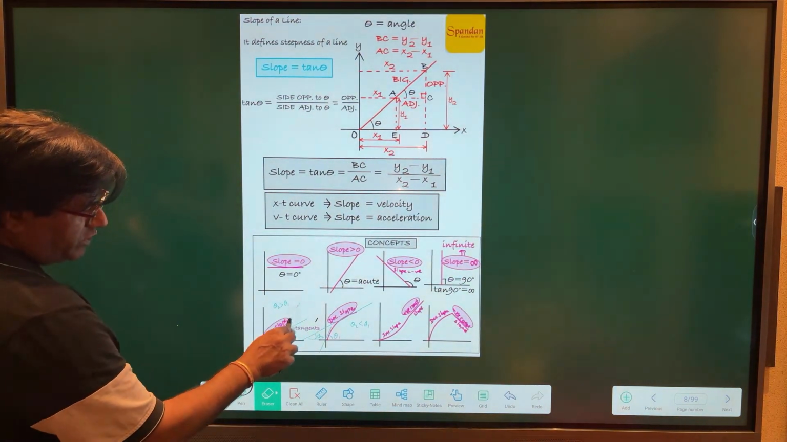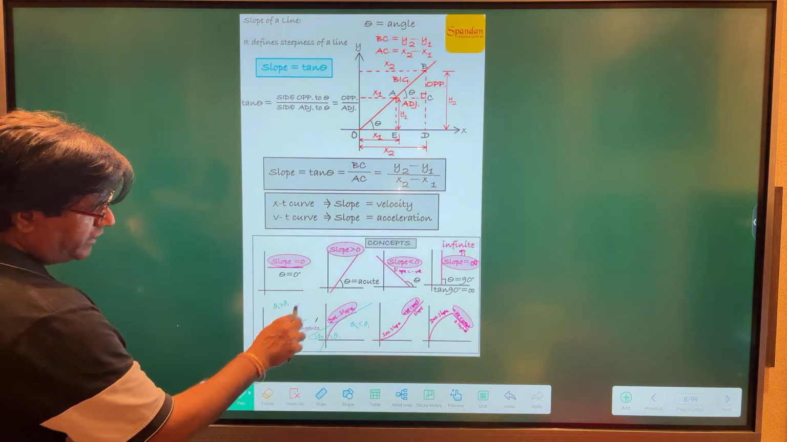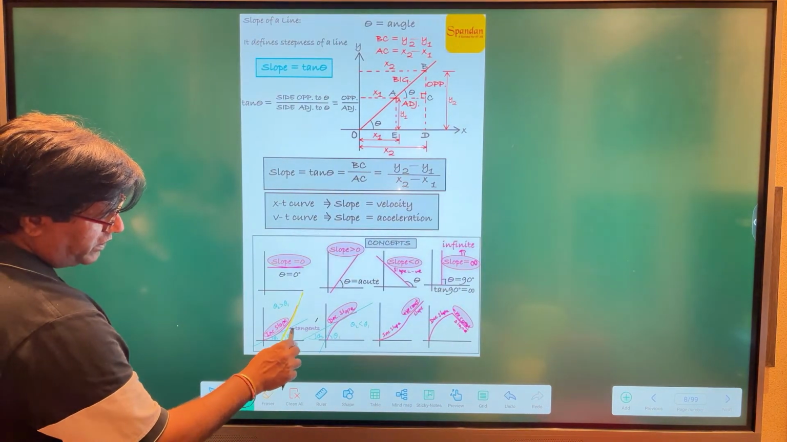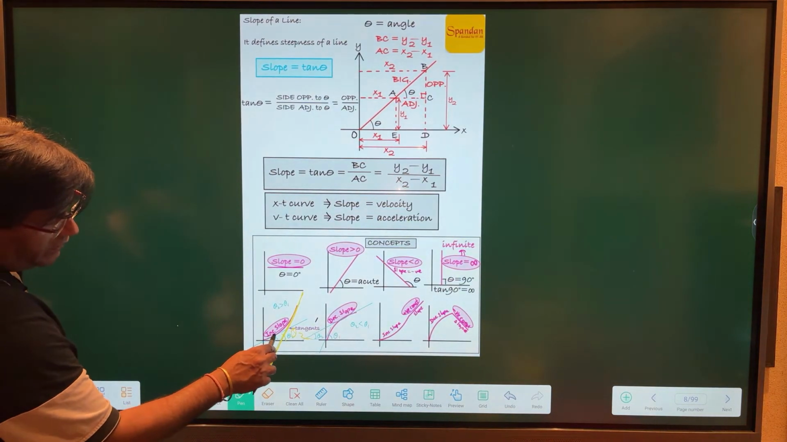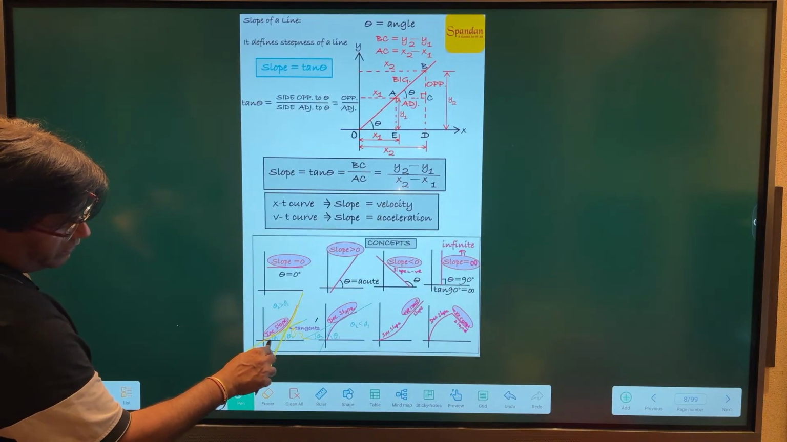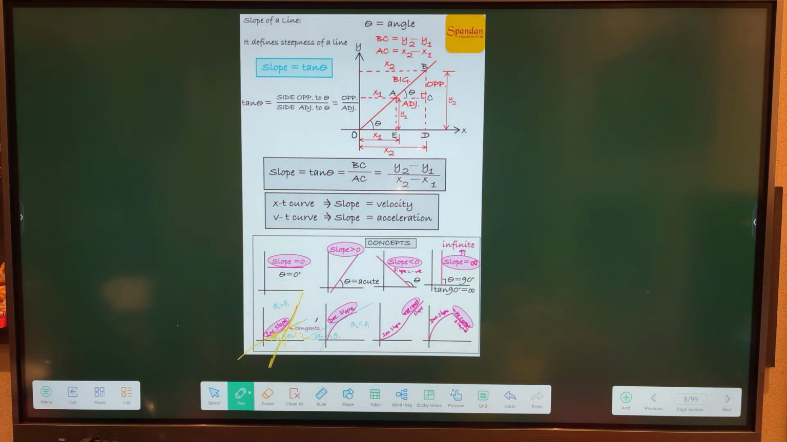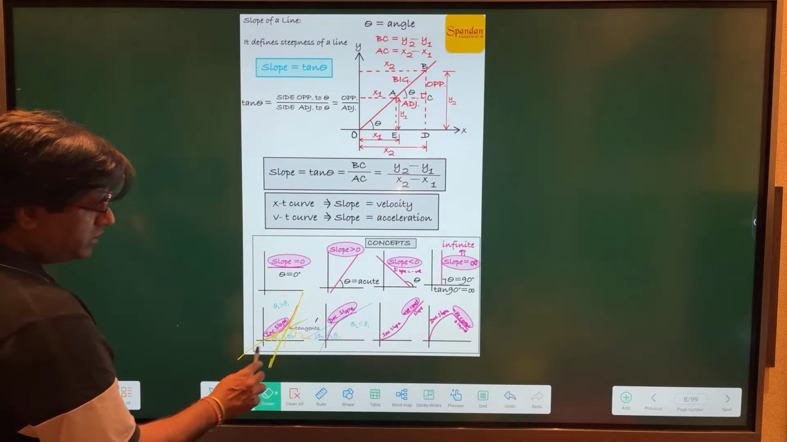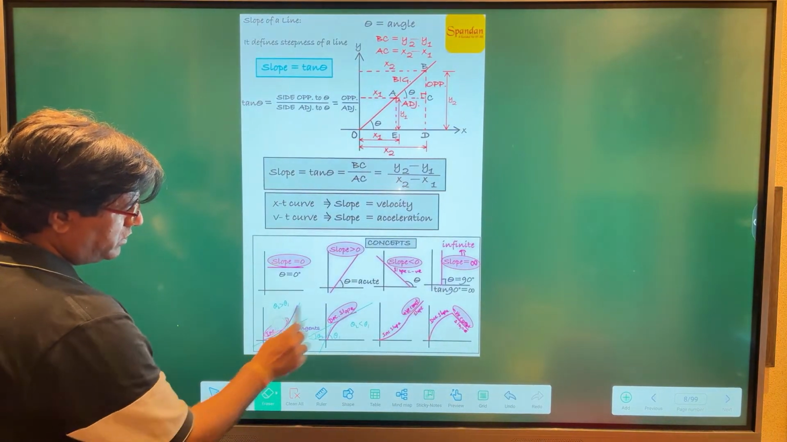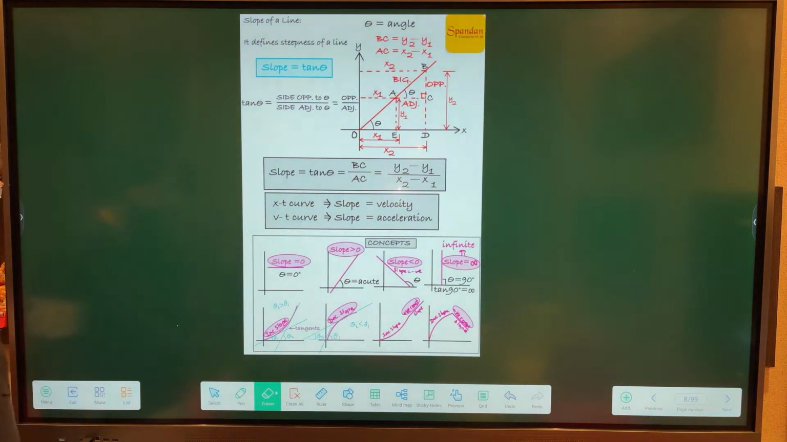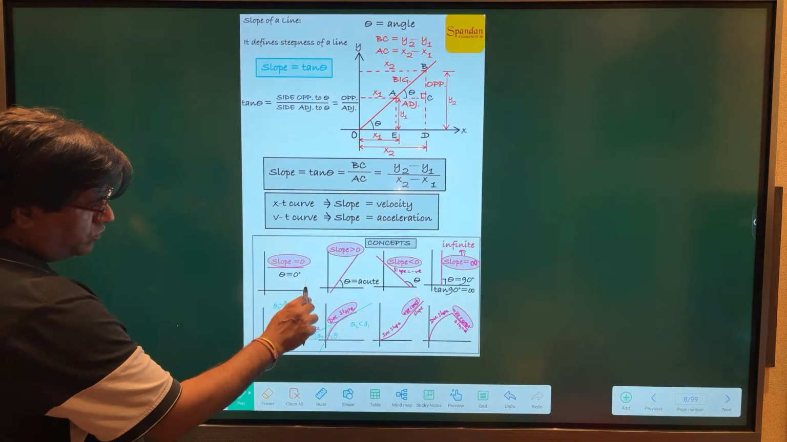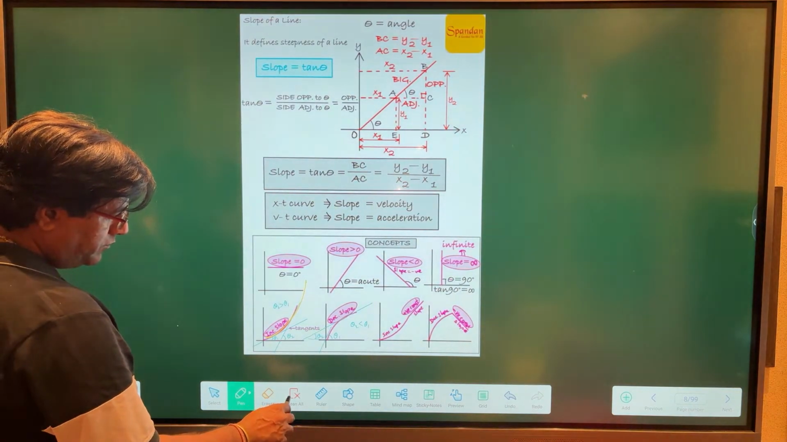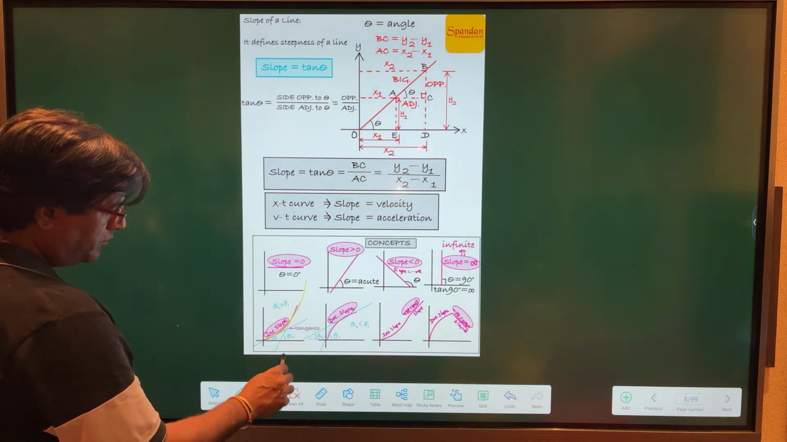Suppose this is the curve and this is the tangent. This tangent is making angle theta 2, so the slope will be tan theta 2. And here, at this point, the tangent is making angle theta 1, so the slope is tan theta 1. So which one is steeper? Is the slope increasing or decreasing? In this case, the curve is like this. Increasing.